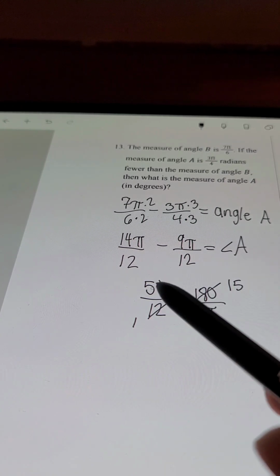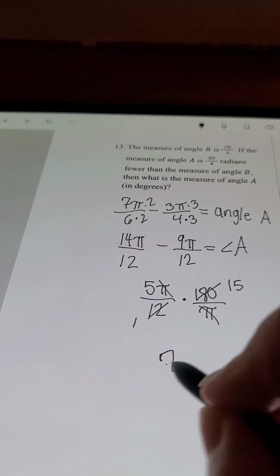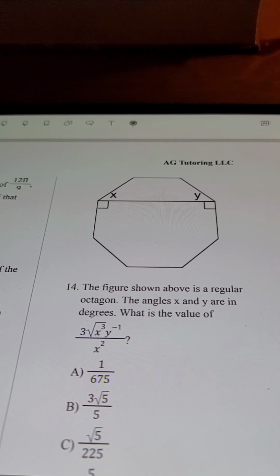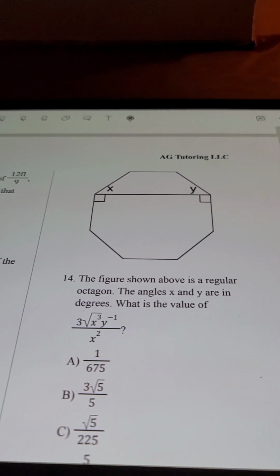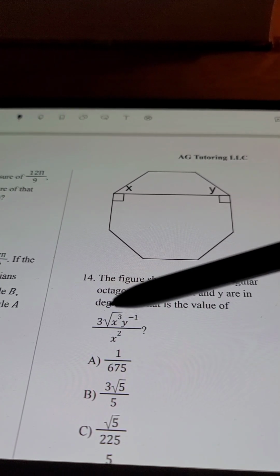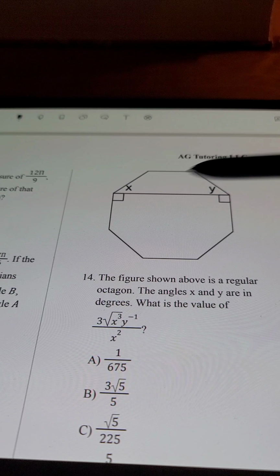And then now I'm just left with 5 times 15, which is just going to give me 75 degrees as my answer. Okay, pause to read number 14 if you haven't already. So we need to figure out what x and y are and then plug it in to get the value of this right here. So let's see.